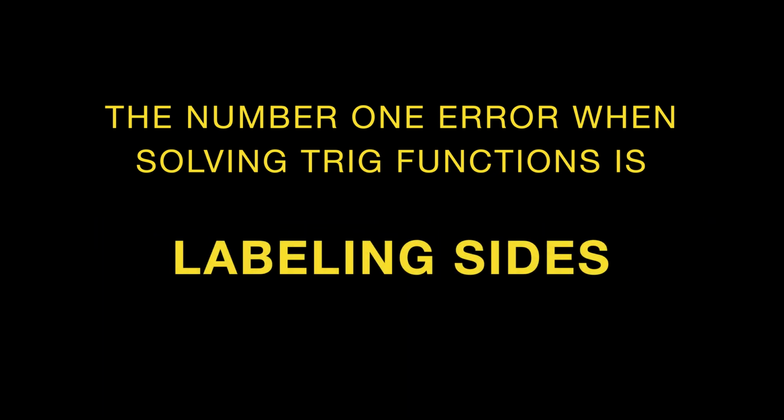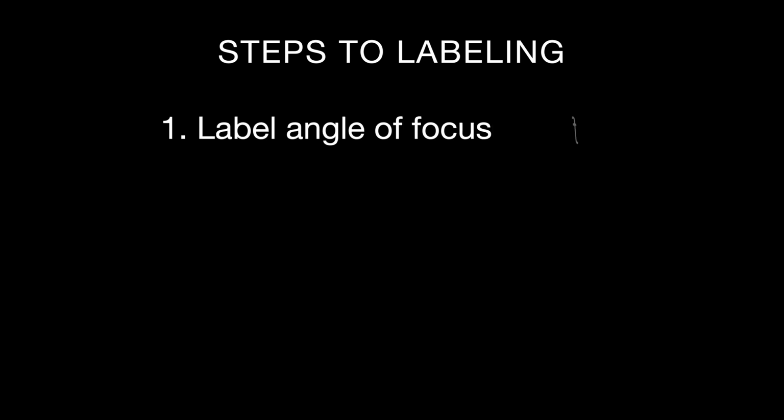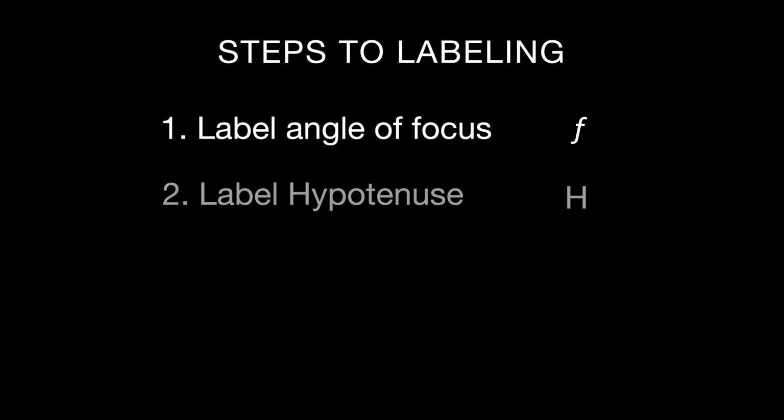The number one error when solving trig functions is labeling sides of a triangle. If you mislabel the sides, you're going to screw up your entire triangle. So here are the steps to labeling. First, when labeling a right triangle, label the angle of focus, which we'll represent by F. Second, label the hypotenuse, represented by H.